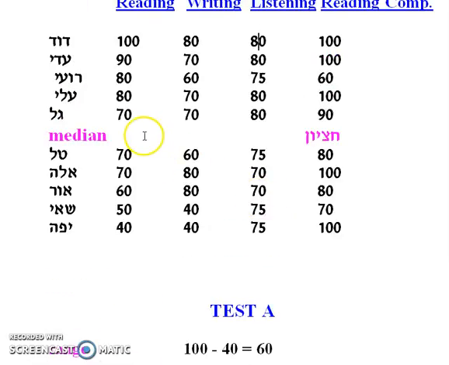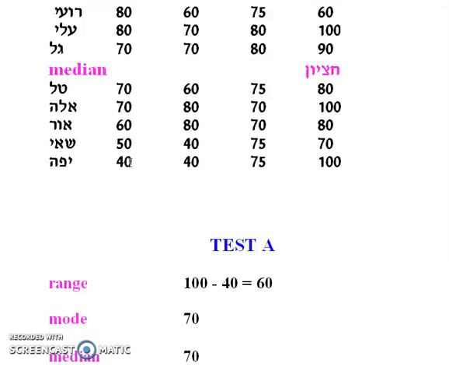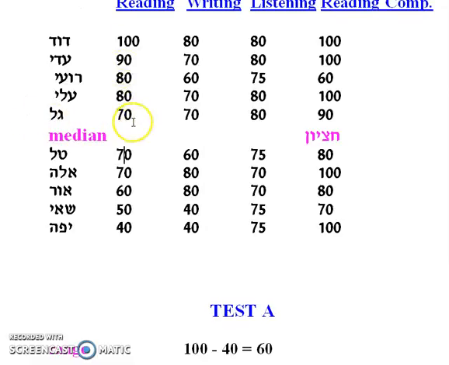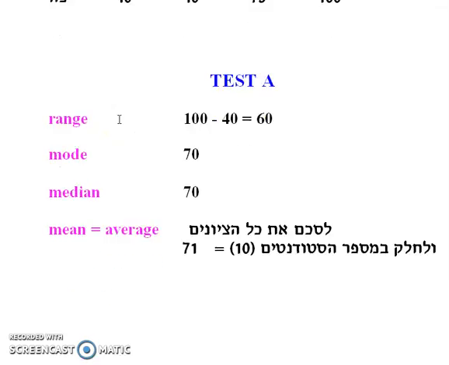The mode, think about à la mode. La mode in French is the fashion. Which is the most popular grade? Well, we have 3 70s. So the mode is 70. And then the median, half the students are above it and half the students are below it. In this case, there are 5 students above 70 and there are 5 students below 70. 70 is our median. And then the mean average, here you really have to calculate.